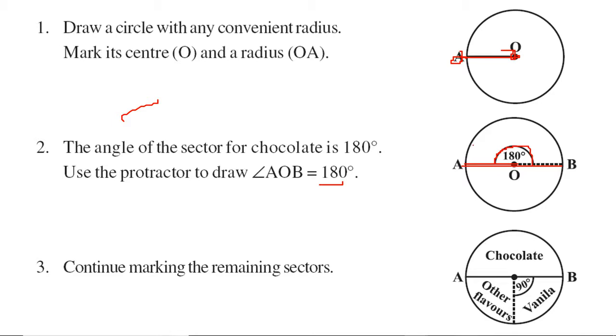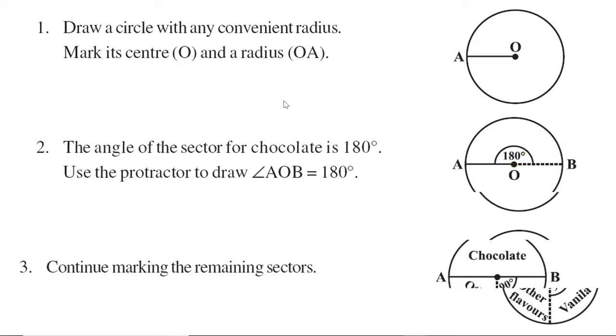This whole part has to be chocolate. You can shade it also. The remaining sector, again, from this point to this point, make 90 degrees. The other will also be 90 degrees, because the total sum of the angles should be 360 degrees. So this is how we draw it.